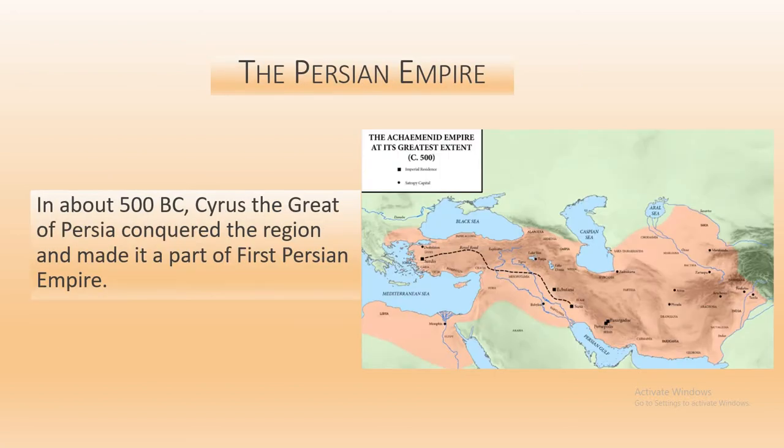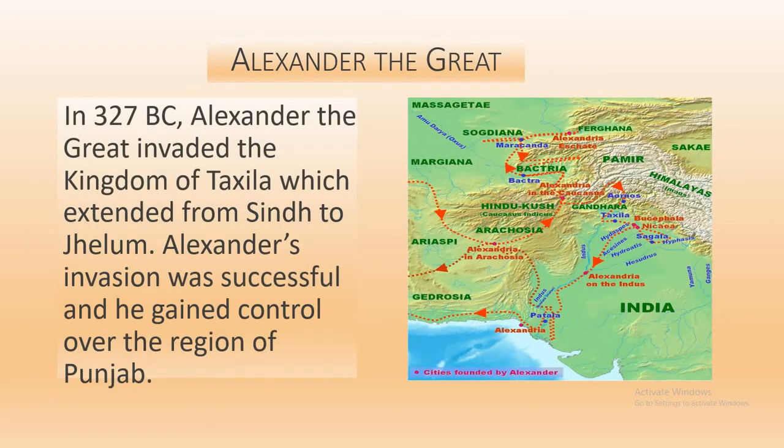The Persian Empire. In about 500 BC, Cyrus the Great of Persia conquered the region and made it a part of the First Persian Empire. In 327 BC, Alexander the Great invaded the kingdom of Taxila, which extended from Sindh to Jhelum. Alexander's invasion was successful and he gained control over the region of Punjab.